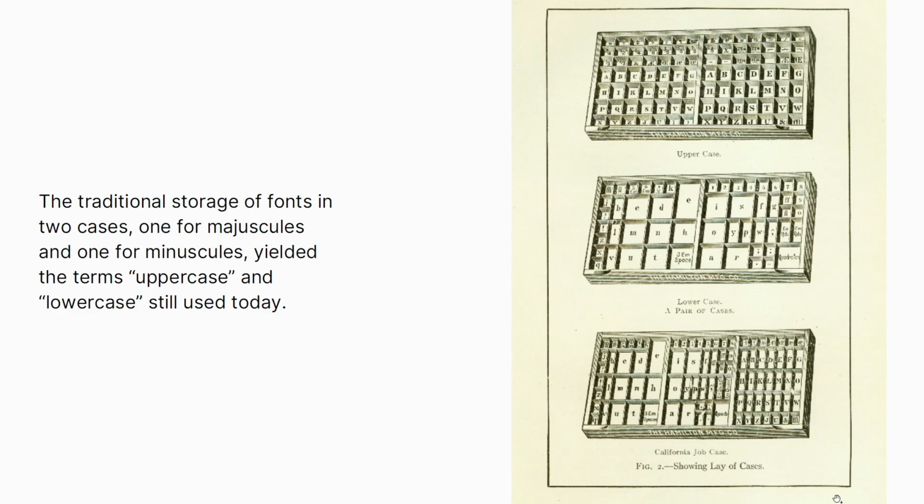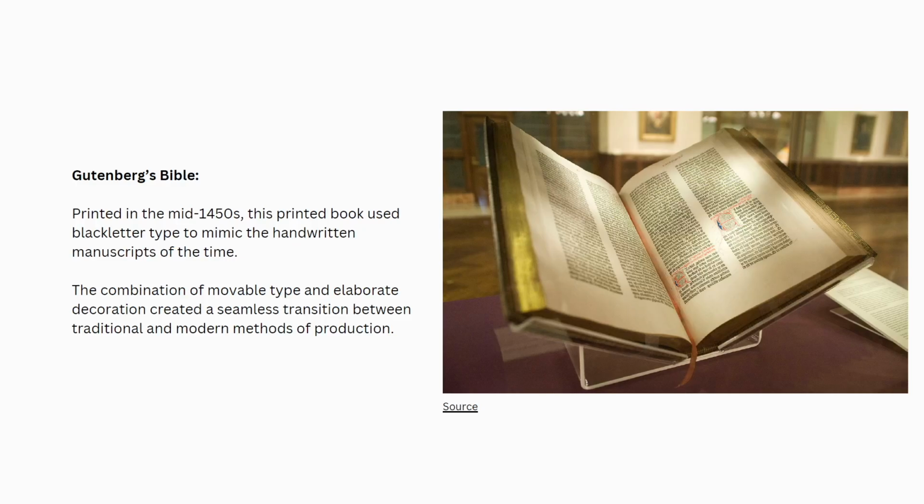And this is just an interesting little side note. You can see it says uppercase, lowercase. This is actually where we get that terminology from. The cases hold the type. And the bottom is the California job case, which has them combined. But you can also see on the left which letters are used the most, so you can grab them more efficiently, akin to what we think of as a typewriter today. And what we can see is the uppercase and lowercase, the majuscules, the minuscules. So we take that terminology even today, the uppercases and the lowercases.